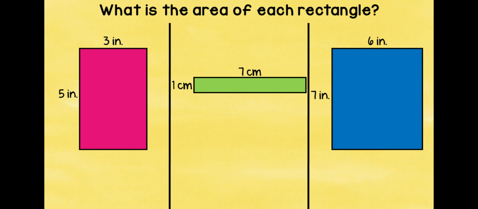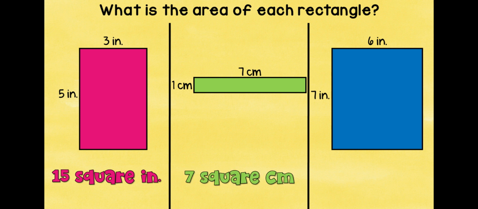All right, so let's review. For the pink on the left, we had 5 inches tall times 3 inches across, and 5 times 3 gets you the answer, 15 square inches. And remember, hopefully you labeled inches because they gave us the IN at the end. In the middle with the green, we had 1 centimeter times 7 centimeters, and 1 times 7, you should know, is 7. So 7 square centimeters for the green.